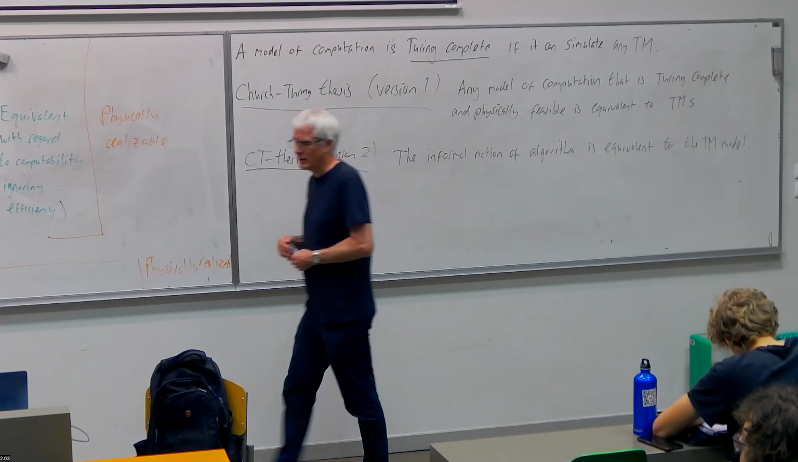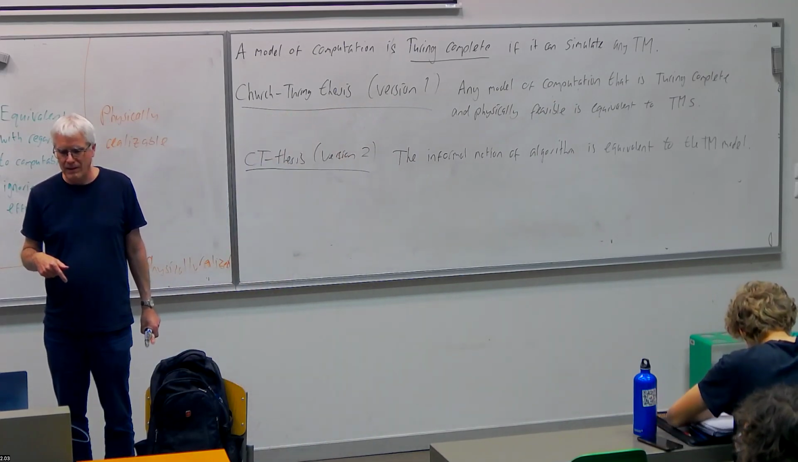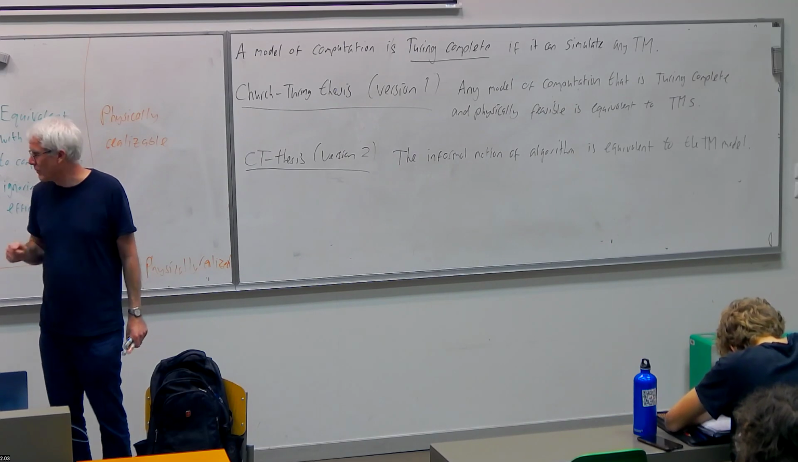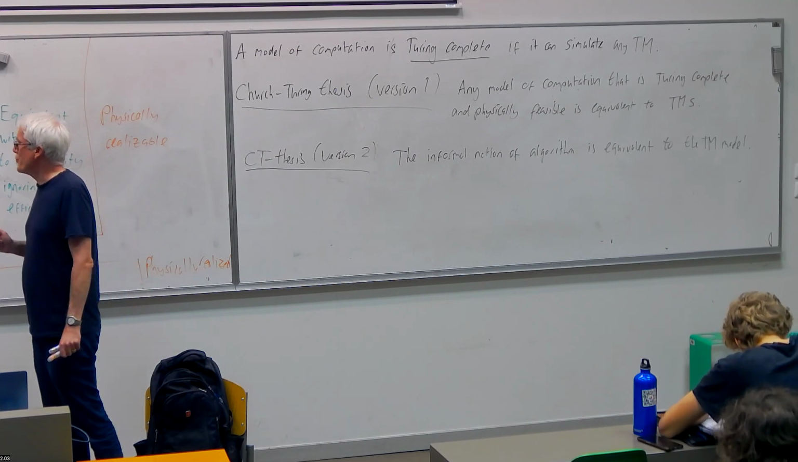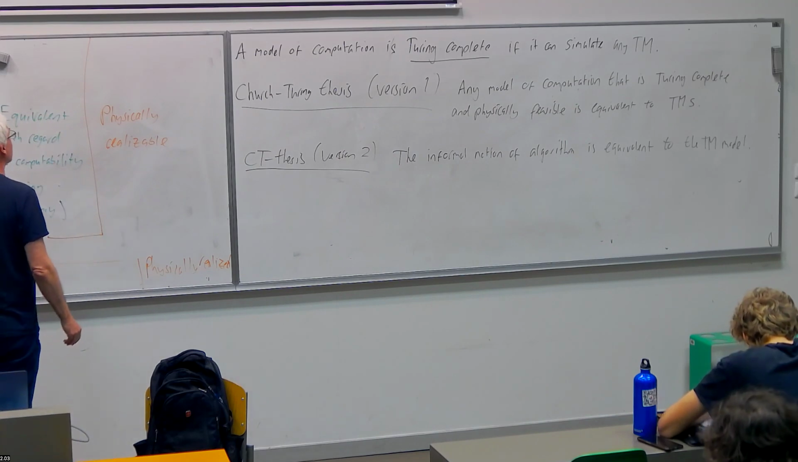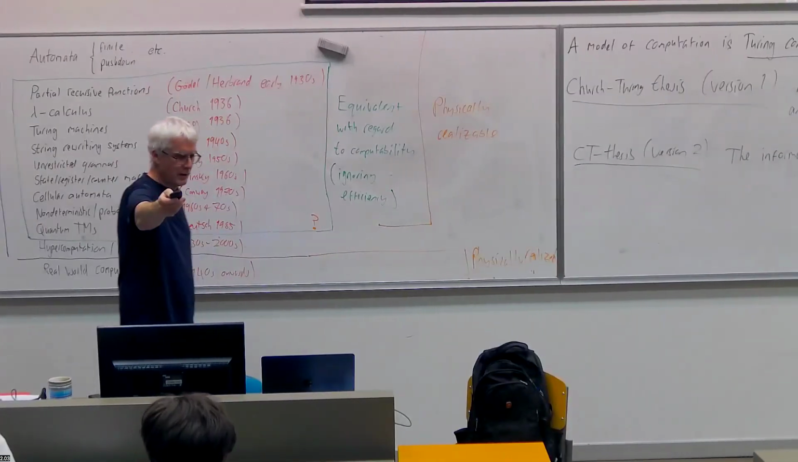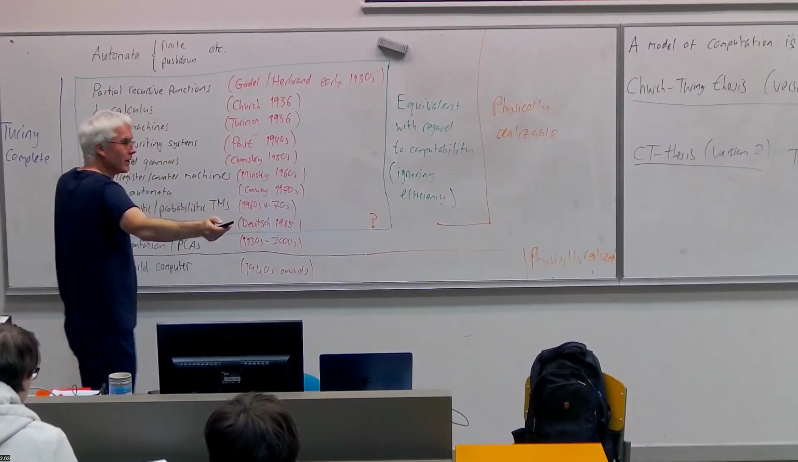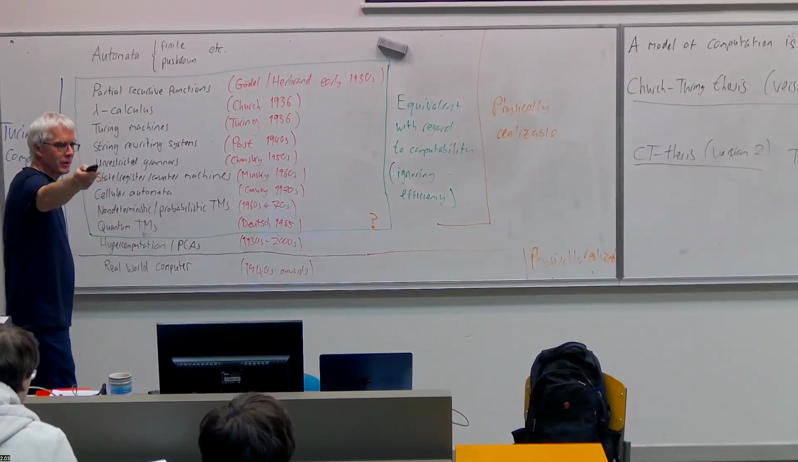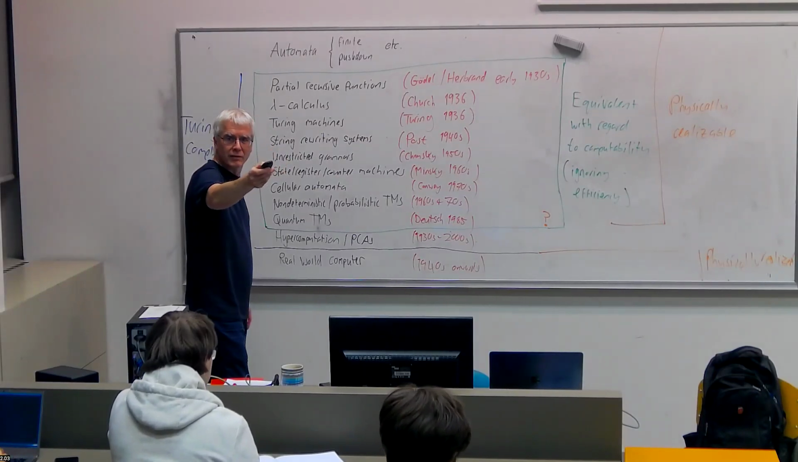Okay, so I want to finish in just 10 minutes' time, so I just want to make two points to do with the Church-Turing thesis. But before I rub off the models, are there any questions about this list of models?